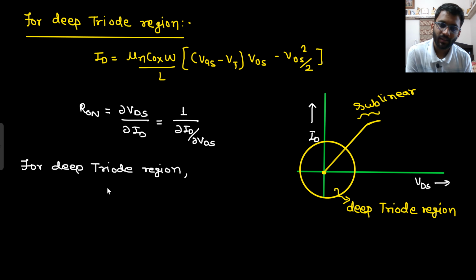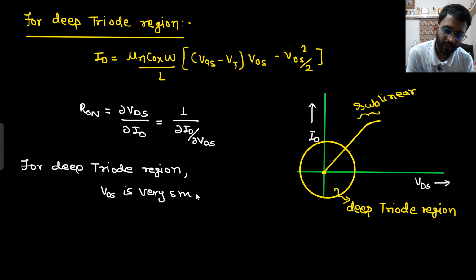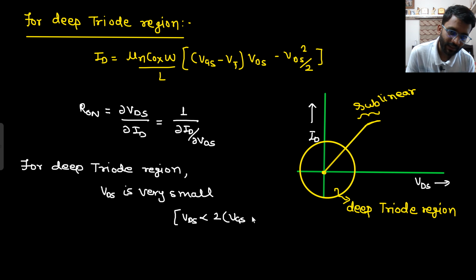what is the scene? VDS is very small. By the way, what do you mean by very small? So typically VDS should be lesser than 2 VGS minus VT. That is the typical value.